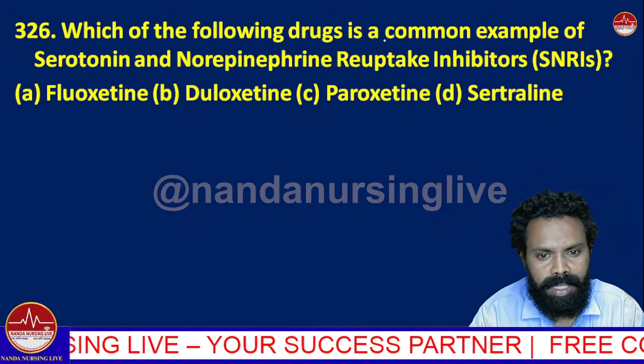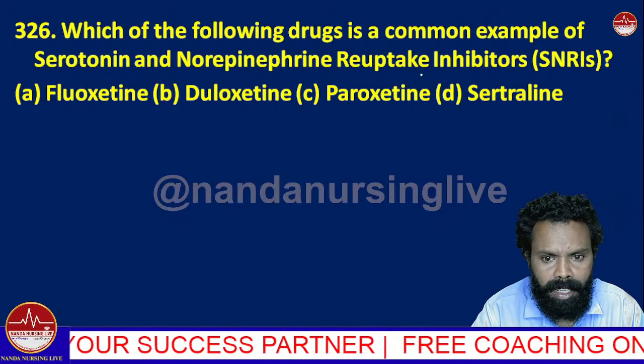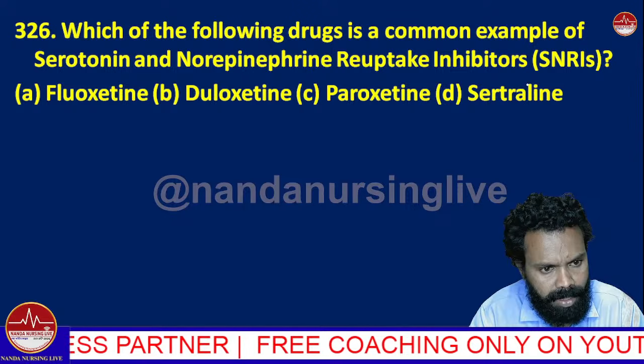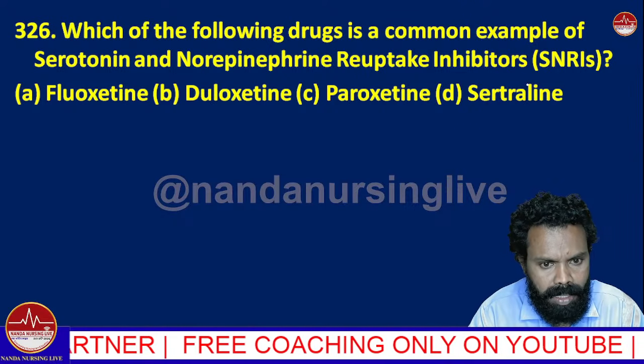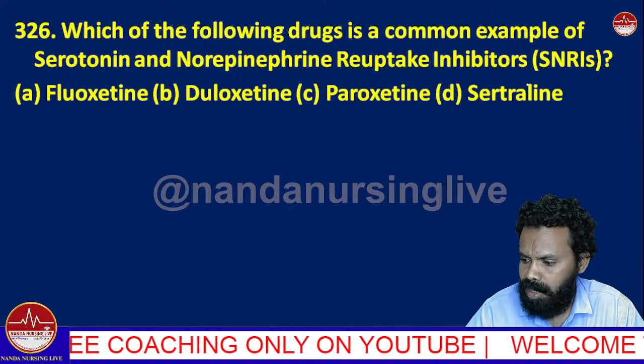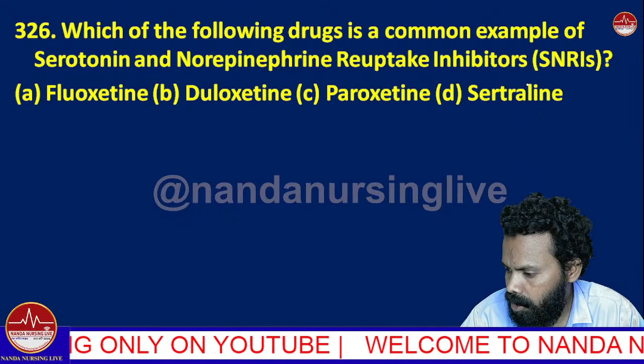Which of the following drugs is a common example of serotonin and norepinephrine reuptake inhibitors, SNRIs? Option A fluoxetine, option B duloxetine, option C paroxetine, option D sertraline. So which option is the correct answer? Psychiatric question, psychiatric drug, psychopharmacology.